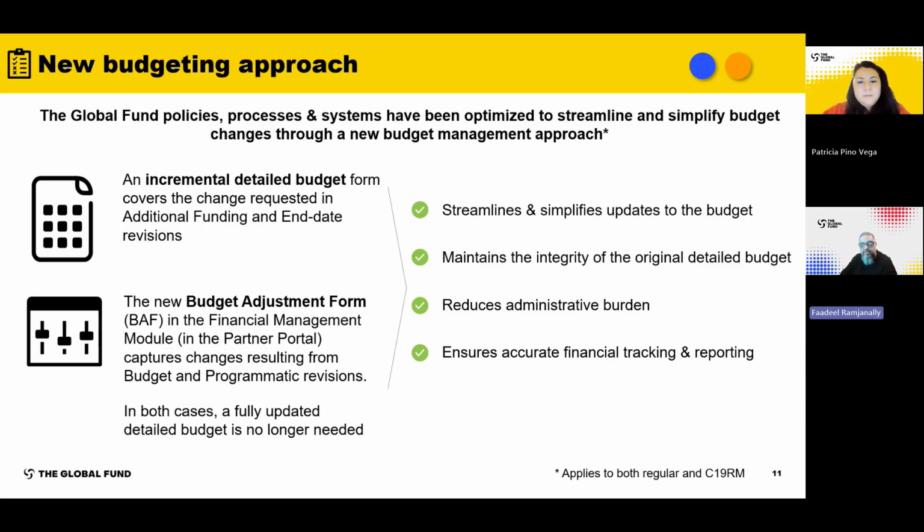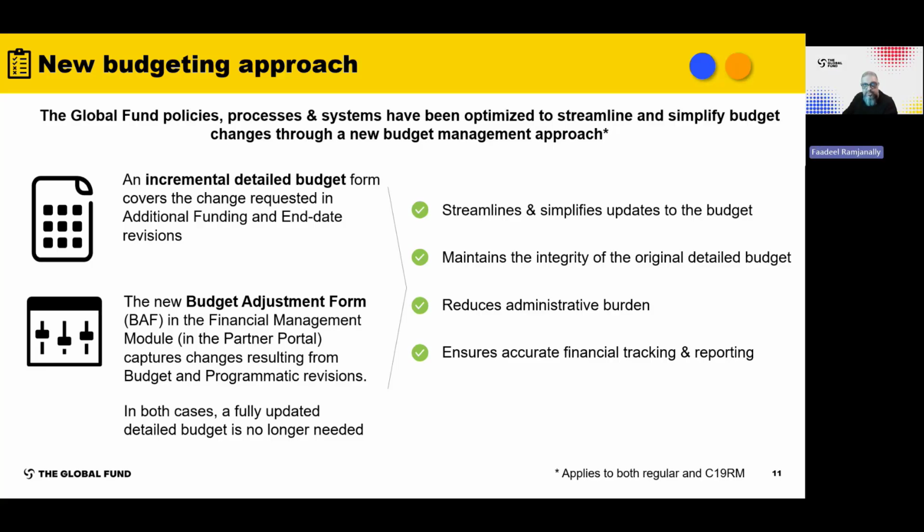So as you have seen already with the new policies that were introduced in February of 2023, there are no changes now being made to Global Fund budgets when there are no changes in terms of the total amount that you have there. So the budget that has been signed remains the budget that is being used. But what we are introducing today are 2 functionalities that will help us streamline, first of all, the revision function. So there are 2 cases that we have here. One is the incremental detailed budget form, and the second one is the budget adjustment form.